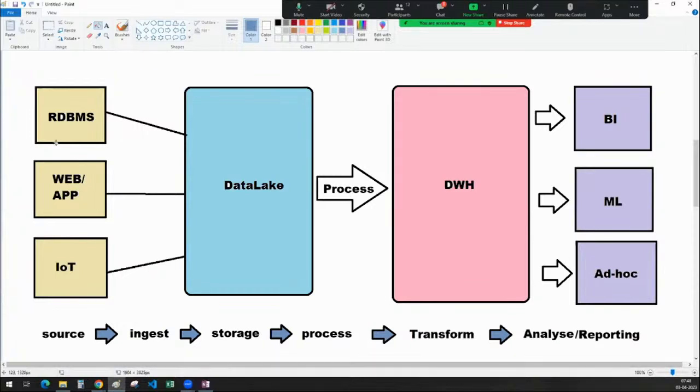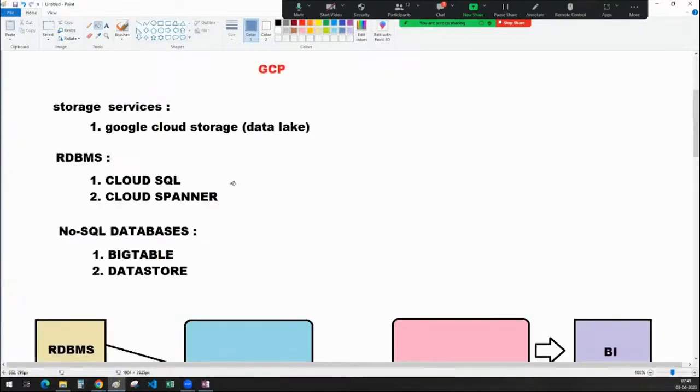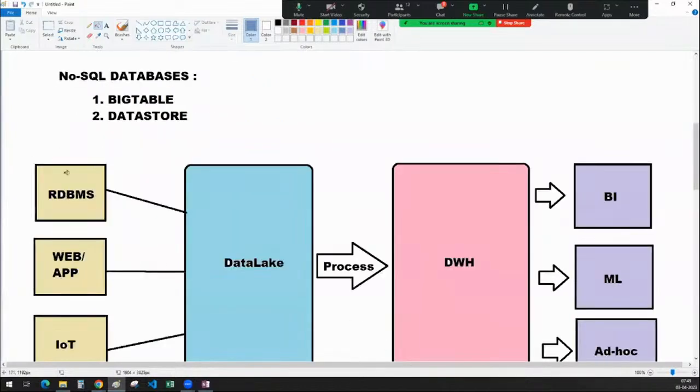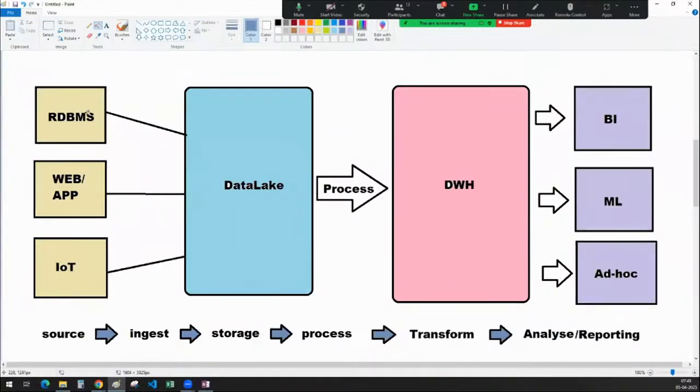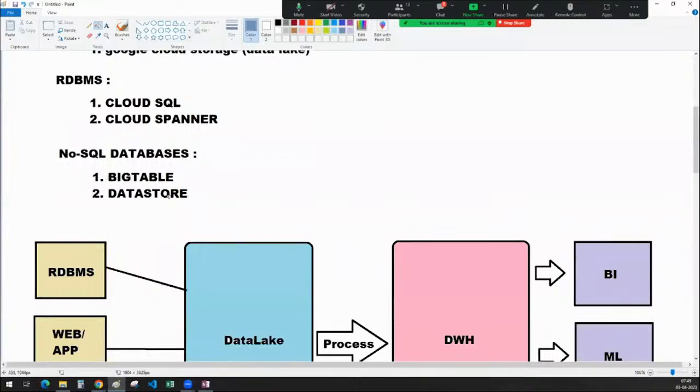But here, what are the RDBMS? Okay, sir, this is a data engineering life cycle, but you tell me what are the RDBMS technologies that we are going to learn in our sessions? If you ask me that question, okay, here I have mentioned RDBMS, Cloud SQL and Cloud Spanner. Sometimes it can be a non-RDBMS as well, nothing but NoSQL databases, that can be Bigtable or Datastore.